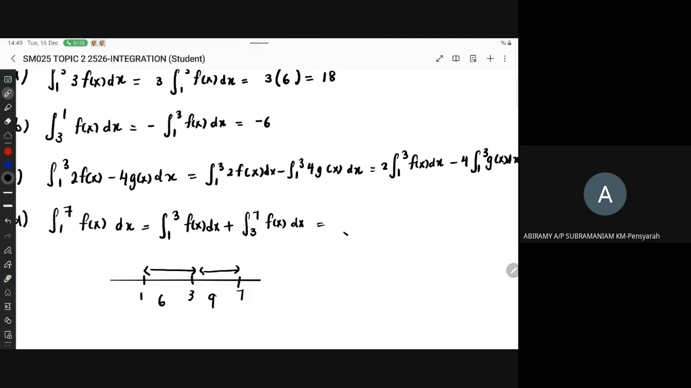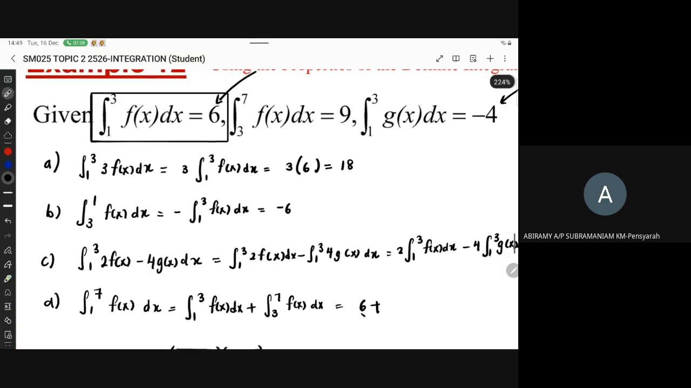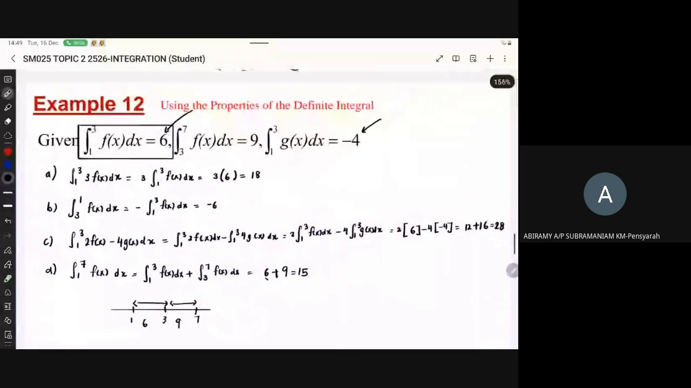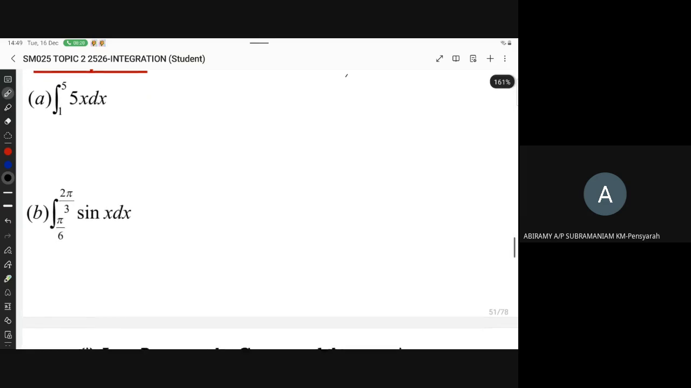So if you look at the given question, 1 to 3, the answer is 6, and 3 to 7, the answer is 9. So 6 plus 9, we will be getting 15. So that's how you use properties of definite integral to solve the question, and you don't really have to know what your f(x) or your g(x) is to answer these questions. Now let's look at Example 13.